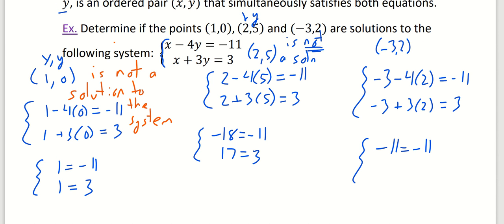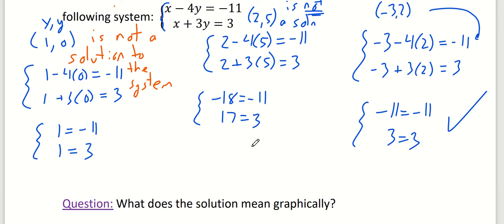So (negative 3, 2) would be at least a solution to this equation. However, to be a solution to the system in total, it has to satisfy both equations. Let's check the bottom one. Positive 3 times 2 is 6. 6 plus a negative 3 is a positive 3. And so we look at this, and it is true. By plugging (negative 3, 2) into the system, both equations are satisfied simultaneously. And so the conclusion would be we can say that the ordered pair (negative 3, 2) is a solution to the system.